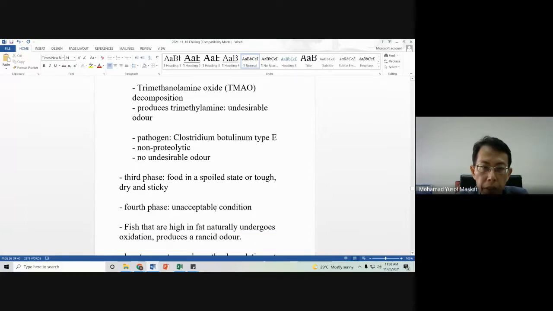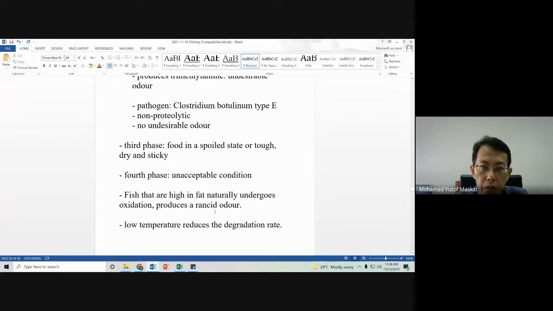Among the pathogens that we are concerned with is Clostridium botulinum type E. Clostridium botulinum has many types, A, C, E, if I'm not mistaken, but type E is more commonly found in seafoods. Clostridium botulinum is a pathogen, meaning that it affects the health of consumers.